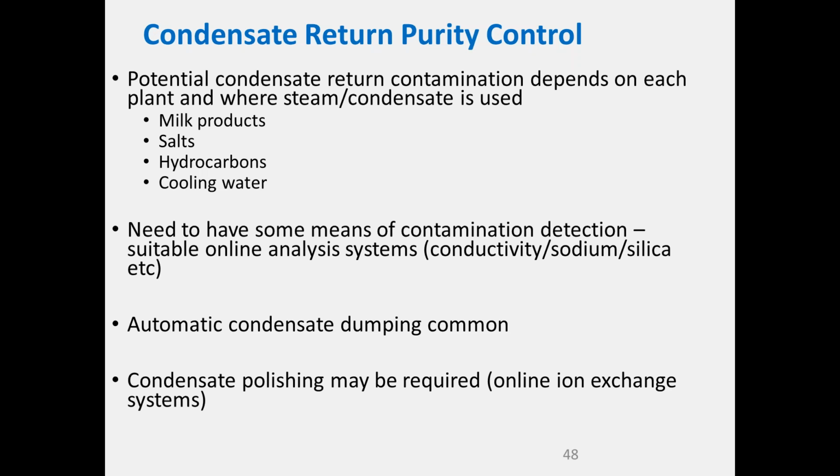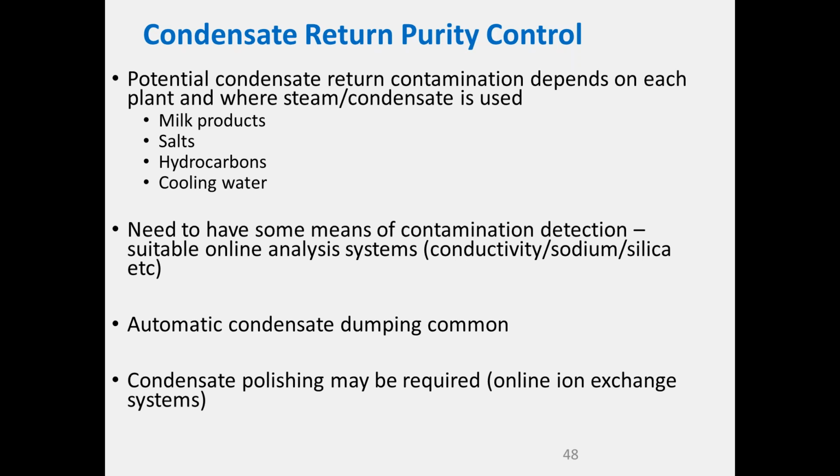Normally you have to have some means of contamination detection, normally online. It might be a conductivity meter: if your condensate is clean, it'll have a conductivity of X, and any deviation above that is telling you there's a problem. You might measure sodium, or silica. Most plants will have some kind of automatic condensate dumping system that picks up the problem and says, I'm going to dump that condensate, it's not good enough to come back to the boiler. It may go to a holding tank or be reprocessed somehow.